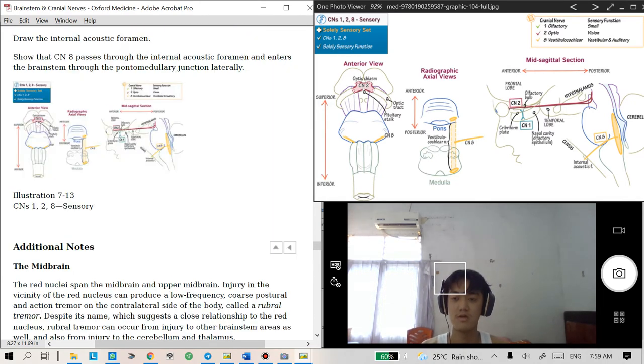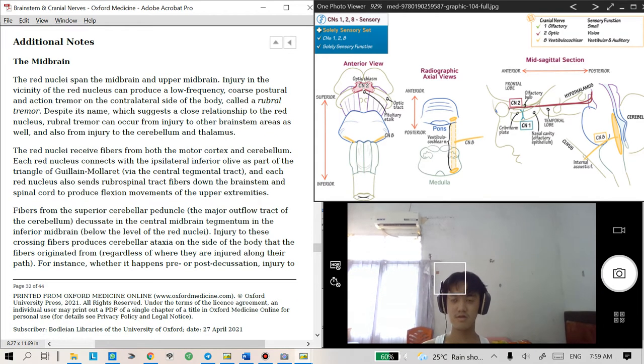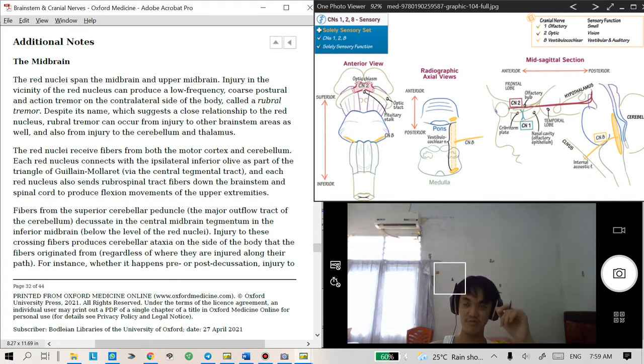Okay. Now we should move to the additional notes. The midbrain. Nucleus ruber spans the mid and upper midbrain. Injury in the vicinity of nucleus ruber can produce a low frequency, coarse postural and axial tremor on the contralateral side of the body, or a rubral tremor.